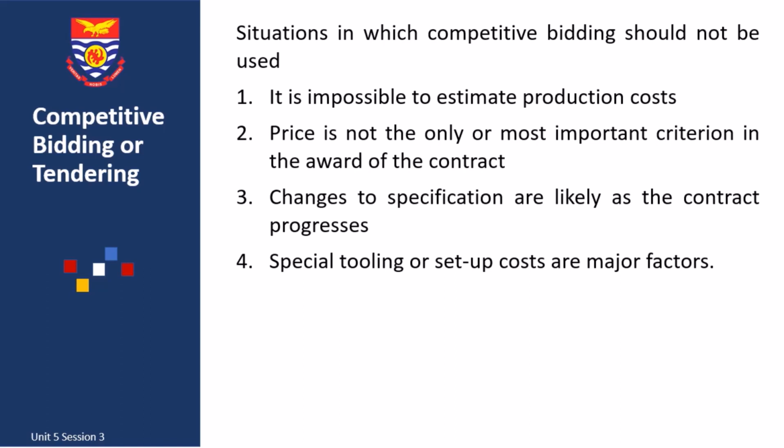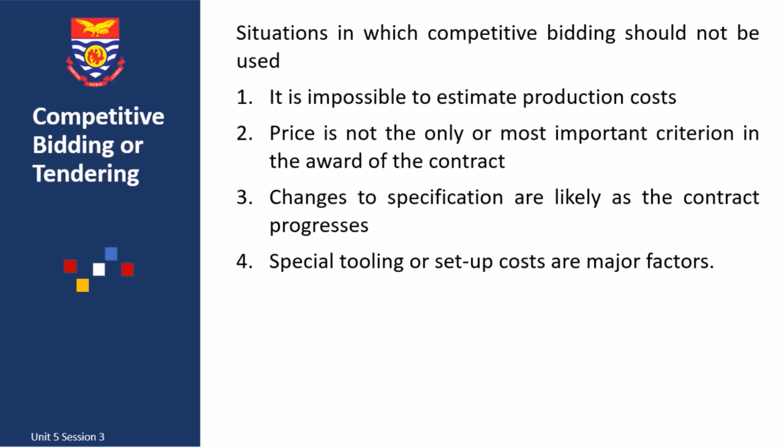Also, when price is not the only or most important criteria in the award of the contract. There are some contracts where price is not even an issue. We need the technical know-how. We need experienced people. We need suppliers to come up with innovative ideas to help solve the problem at hand. When you realize that is the case, we don't use competitive tendering. We pre-qualify some suppliers through our supplier appraisal process in order to identify suppliers who can come up with these innovative solutions that we want.